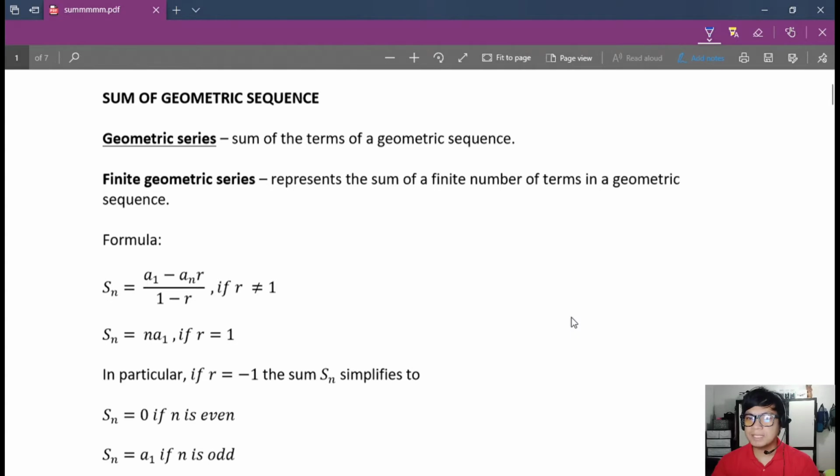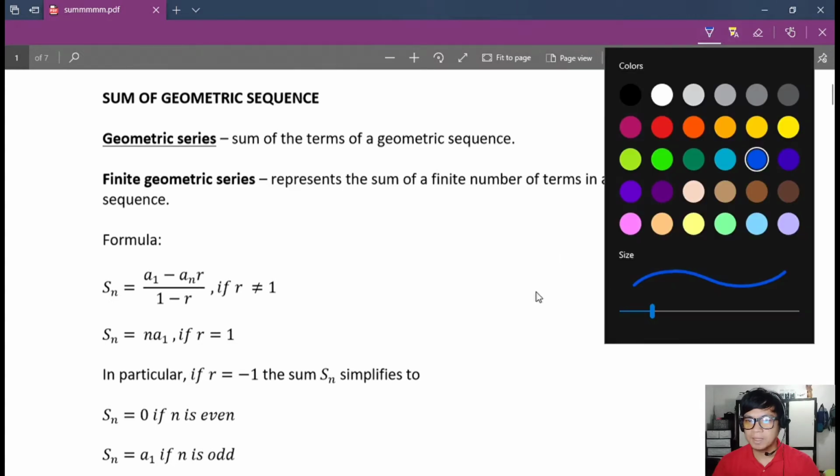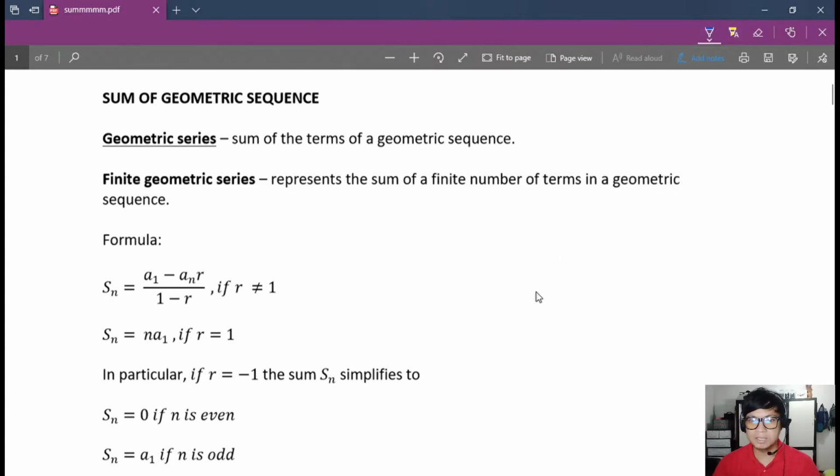So in geometric series, we have two geometric series. We have the finite geometric series, and we also have the infinite geometric series. So going back to the definition of finite and infinite sequence, when you say finite, it has a limitation. Infinite, no boundaries, so wala siyang limitations. So, makokompare natin yung dalawa to differentiate the two.